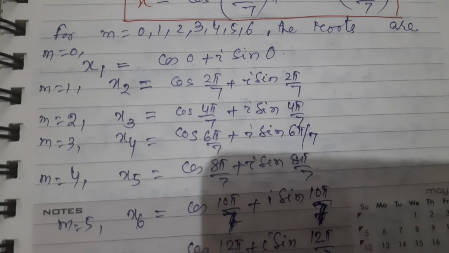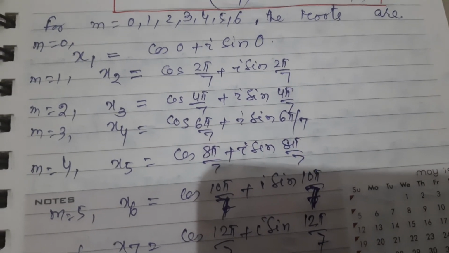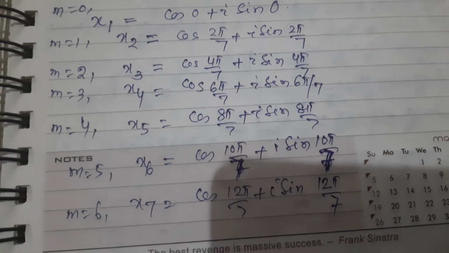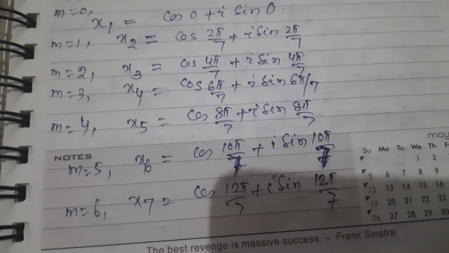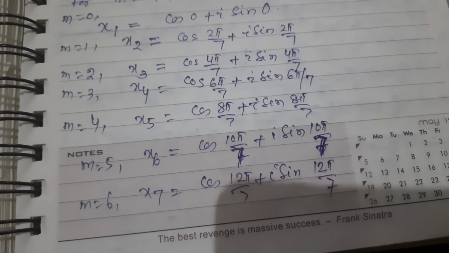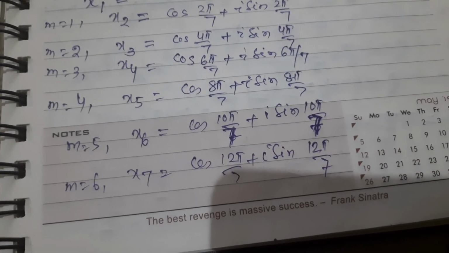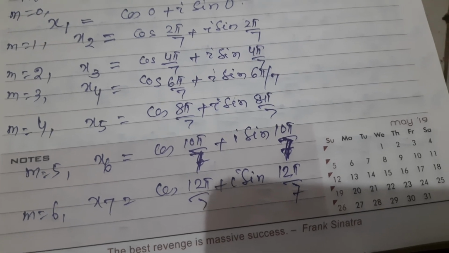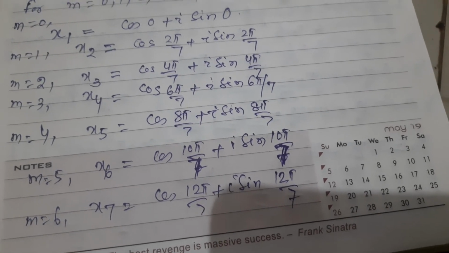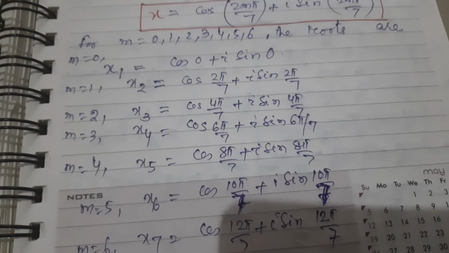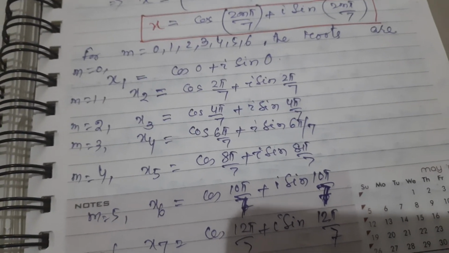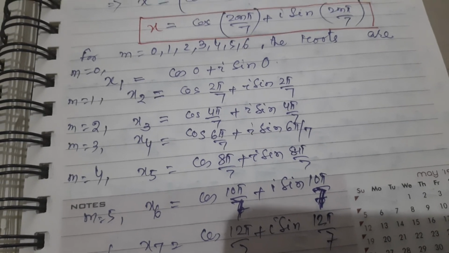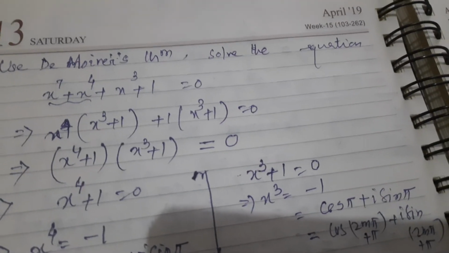M is equal to 1, we will find x2 = cos 2π/7 + i sin 2π/7. In the same manner, students, step by step you will substitute m = 0, 1, 2, 3, 4, 5, 6 and you will find x7 = cos 12π/7 + i sin 12π/7. Do it yourself. This is a very simple calculation, not so difficult, so solve each step by yourself. Students, this is another type of question.